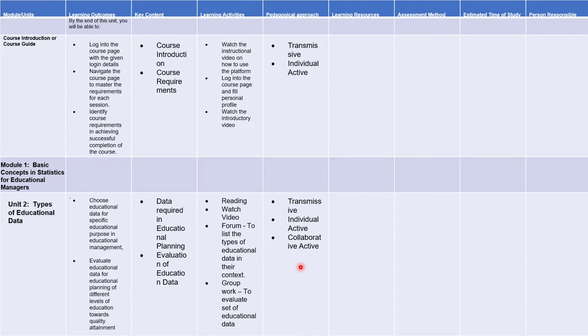Now, if I look at this, transmissive: I'm going to get a video, I'm going to get texts, I'm going to send to them. That is transmissive. Now, individual active: when they receive the video or text, they are going to listen to it at individual level, at their own pace, at their own time. Now, I have collaborative active. Why collaborative? Because I'm going to give them a group work where they will work as a team.